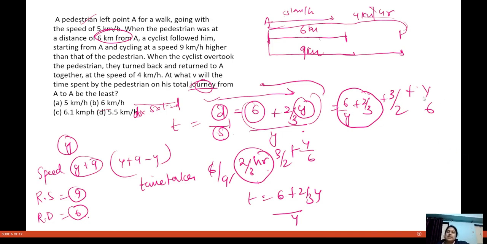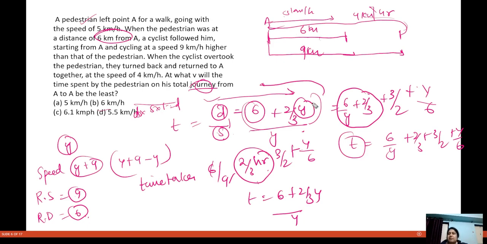Okay, so we get this 3 by 2 plus y by 6. Fine. So this is how we do this. Now let us see what we can do next. So now you get time is equal to 6 by y plus 2 by 3 plus 3 by 2 plus y by 6. Okay. Now you have to apply maxima and minima.